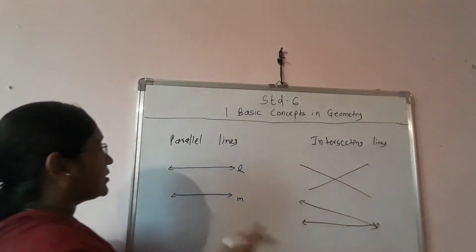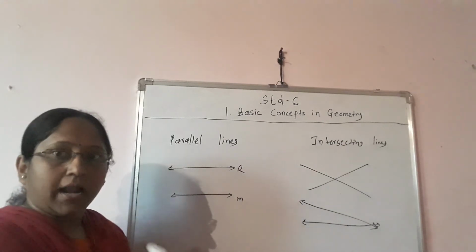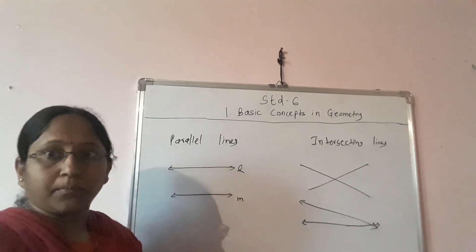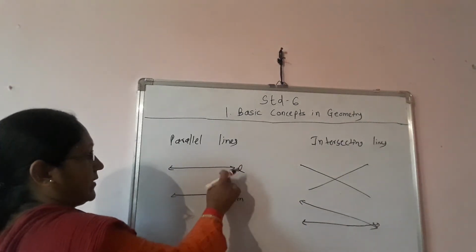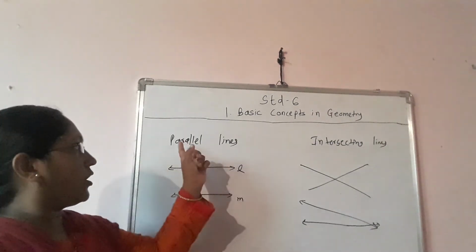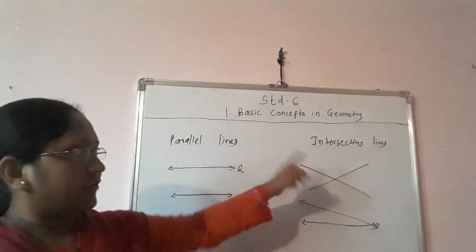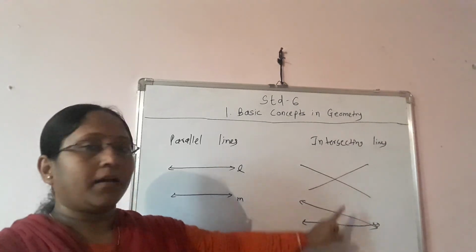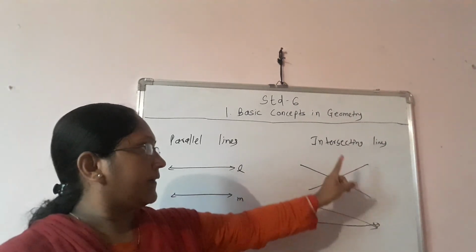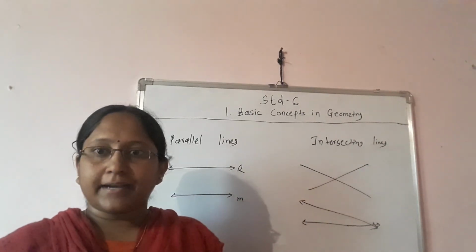So lines which lie on a single plane but do not intersect with each other are called parallel lines, and lines which are intersecting or meet each other are called intersecting lines.